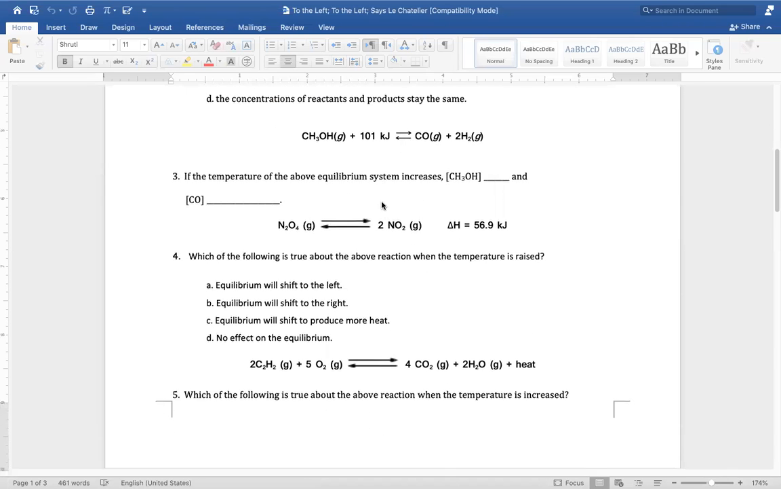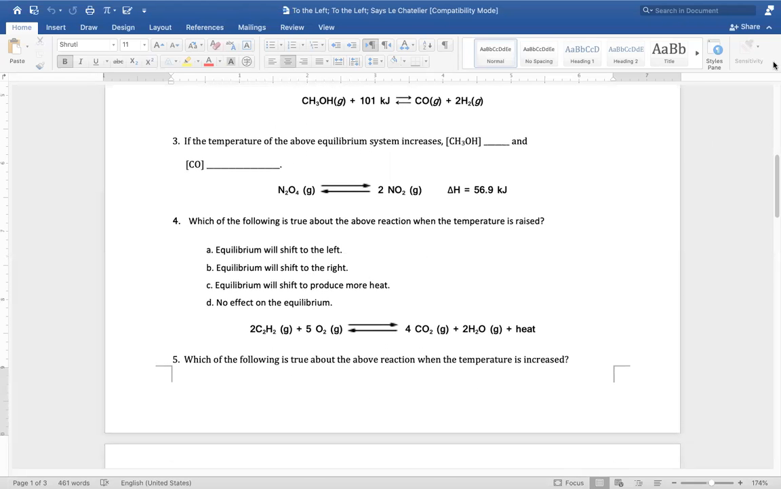Let's get another few reactions here. All right, so our next reaction is right there. So if the temperature of the above system increases, so again, temperature is increasing means we're adding energy. So there's my energy unit, kilojoules. So remember, that's the energy unit. So I'm going to put my up arrow. So once again, we're adding here, meaning we're going to shove it on this side. So I'm going to get an increase over here and a decrease over here.